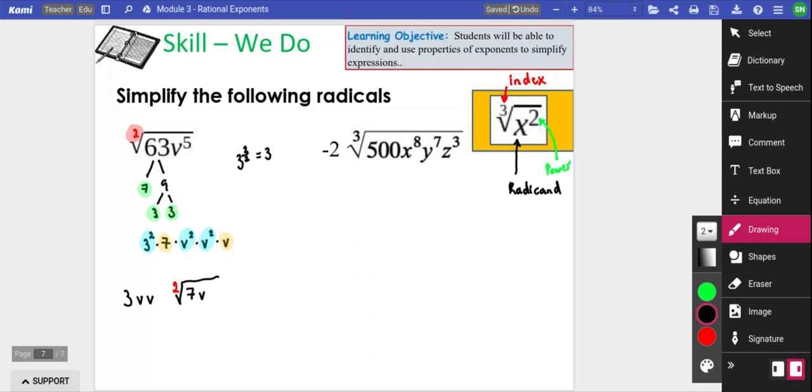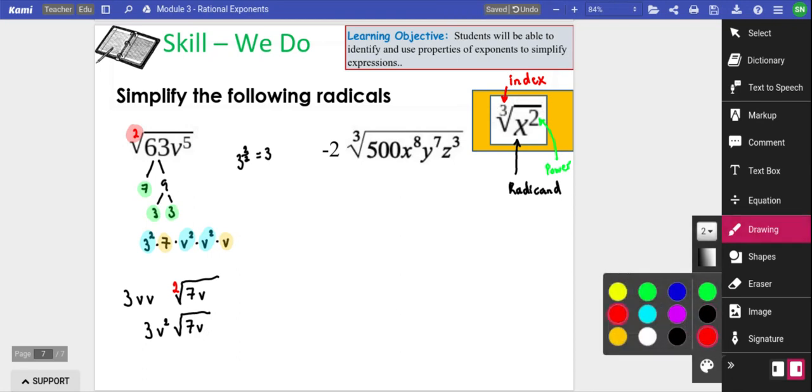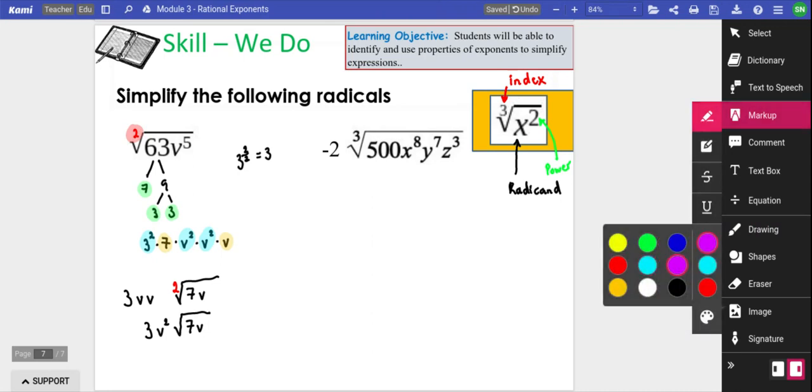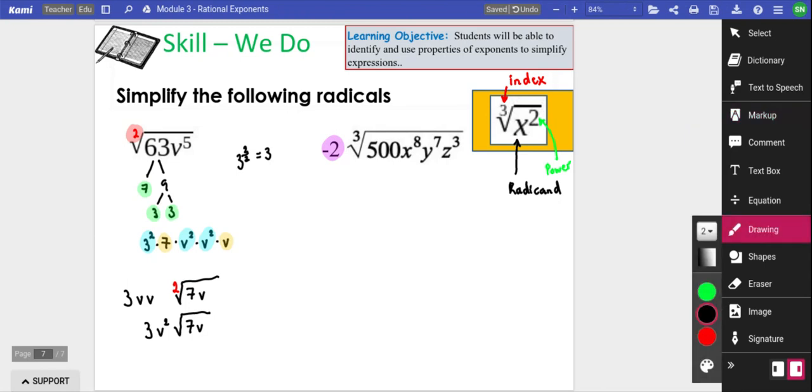Let's simplify it some more by combining terms. So we have 3 v times v is v squared. The index of 2, we don't have to write it down, 7v. However, if you want to write it down, it would still be correct. It's up to you. Just make sure that if the index is bigger than 2, you do have to write it down. Next problem, we have a negative 2 on the outside, which we'll take care of at the end.